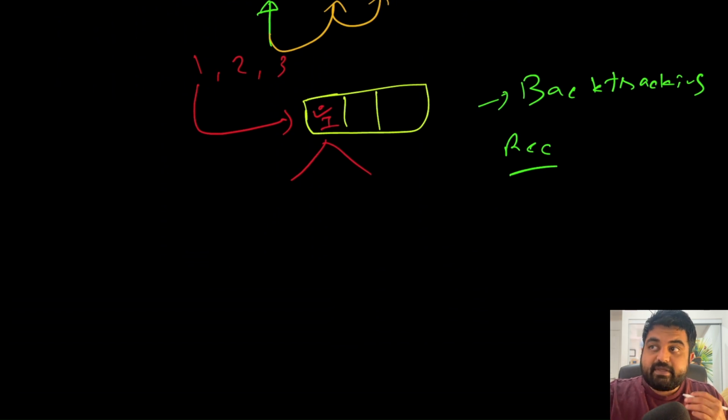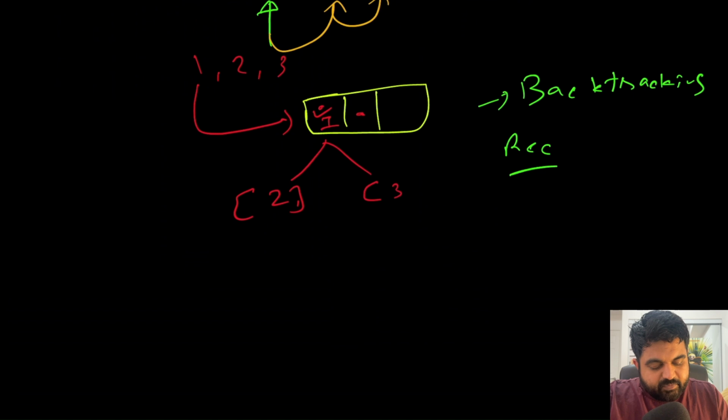Let's say that over here we have 1. So once again, now we have two possibilities. For the second place, we can fill in the value 2 or we can fill in the value 3. Once again, if we decide to fill in the value 2, then we are left with just one possibility for the last element, that is the value 3.